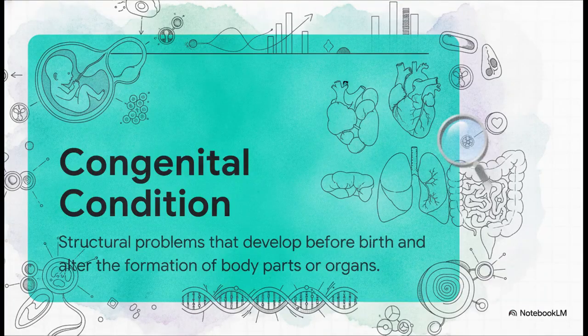So, let's get clear on what we're actually talking about. What is a congenital condition? Well, it is simply a structural change or a difference in tissue development that happens before a baby is even born. It just alters how body parts or organs form. That is literally it. By grounding ourselves in this simple definition, we can really start replacing societal stigma with pure scientific understanding. At the end of the day, we're just talking about natural variations in human development.